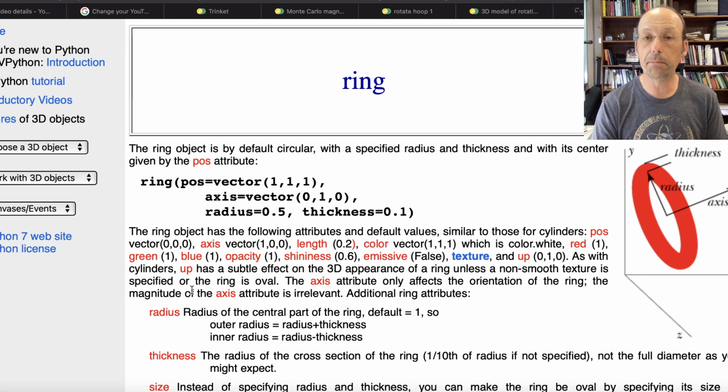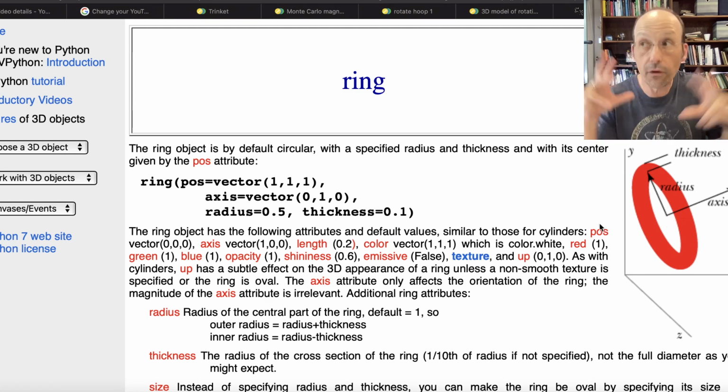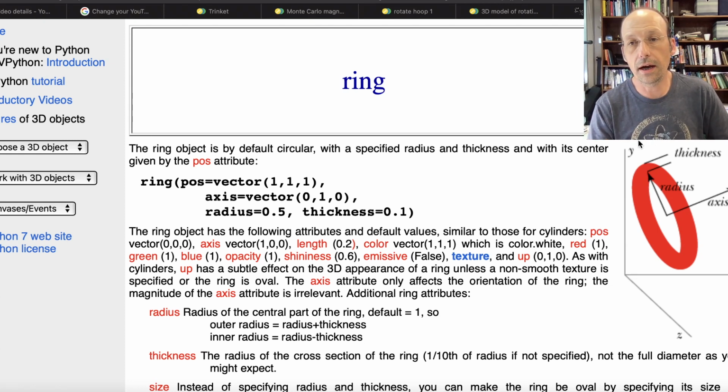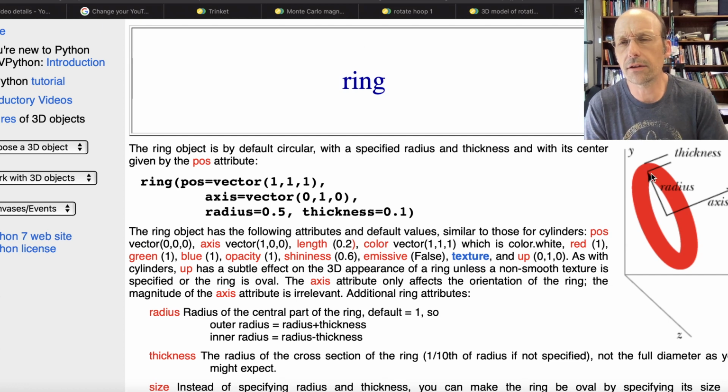So these objects are built in, and it tells you everything you need to know about it. And look right here, I have some properties. The position is the location of the center. Axis is a vector, or the axis of rotation, or whatever you want to call it. And then we have the radius. Oh, the radius goes to the middle. Okay.